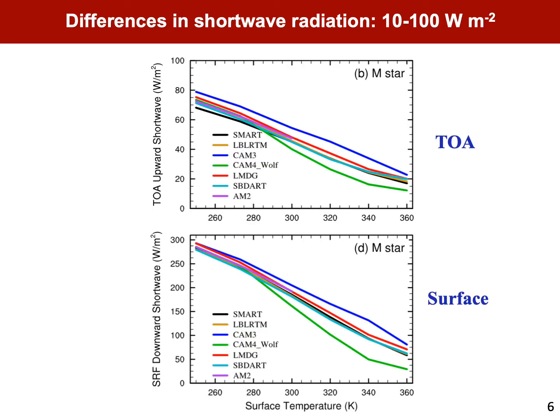These figures show the TOA upward shortwave radiation as a function of surface temperature and the surface downward shortwave radiation as a function of surface temperature. In both panels, we can find that the difference in shortwave radiation is large. It can be as large as 100 watts per meter squared. This difference is mainly due to the difference in water vapor absorption.